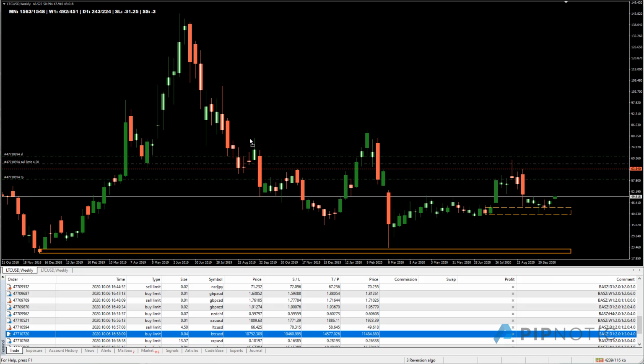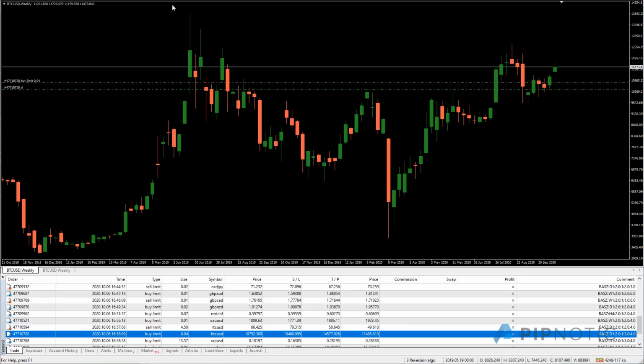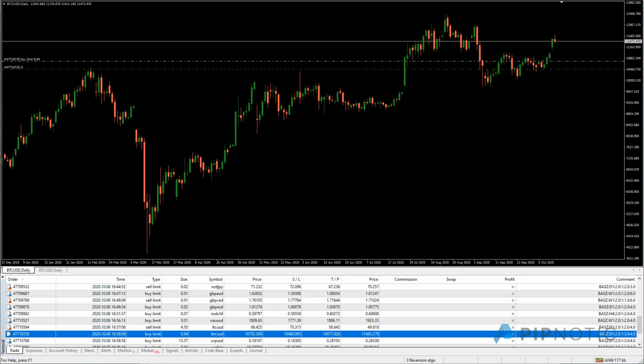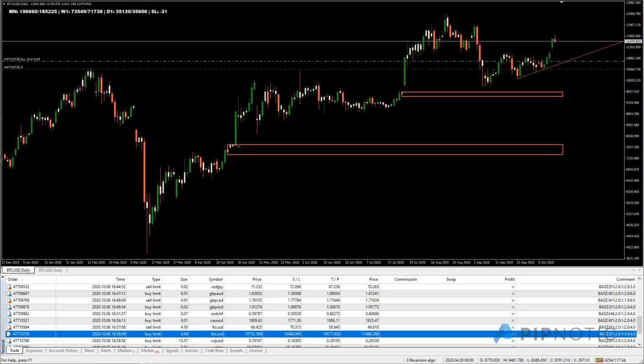Bitcoin, yeah, I'm looking on the daily. I really like this, but I don't know if we're going to get there. I like this one a lot. We haven't gotten there, which is a pain. We also have this one here, but a lot of trading around there, and now price is just going north.